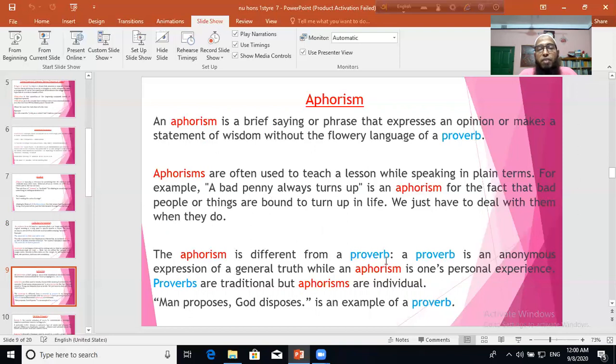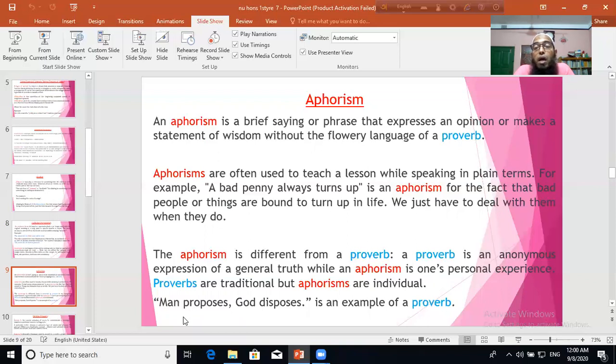The aphorism is different from a proverb. Look at the difference between aphorism and proverb. The aphorism is different from a proverb. A proverb is an anonymous expression of a general truth, while an aphorism is one's personal experience. Proverbs are traditional, but aphorisms are individual. Look at the example of a proverb. Man proposes, God disposes, is an example of a proverb. So what is the difference here? Aphorism is a personal experience.